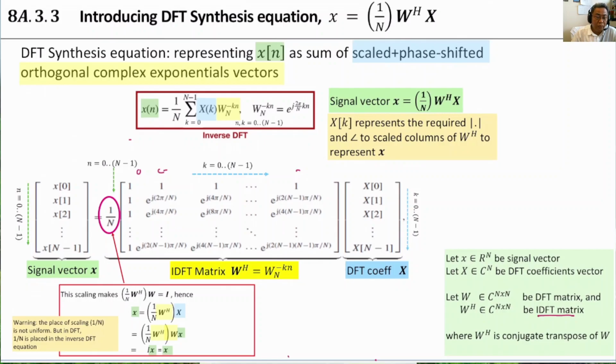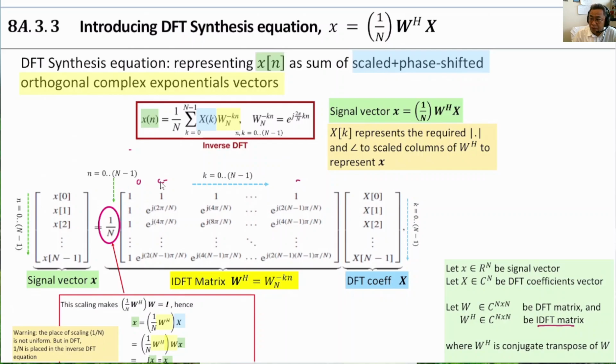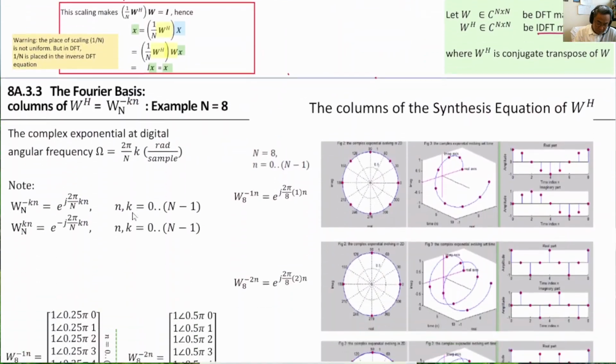In this recording, we are going to interpret what the columns of this W^H mean. We told you that in the discrete Fourier transform synthesis, these DFT coefficients are scaling each of these columns. So it is important for you all to understand what each of these columns represents and why it can reconstruct the signal vector X.